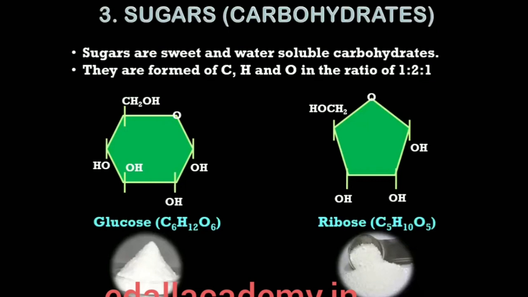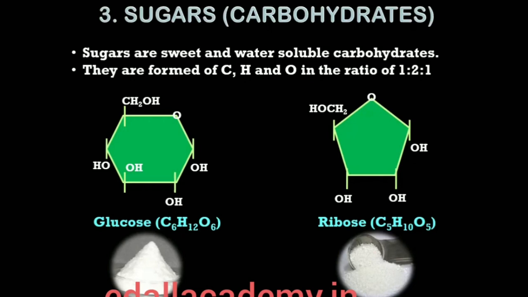Another example is sugar. Sugar is always called a carbohydrate. Carbohydrates are polyhydroxy aldehydes or ketones, or the compounds which produce such units on hydrolysis.